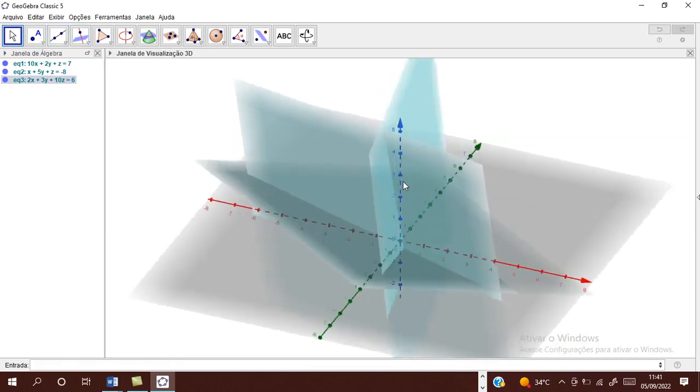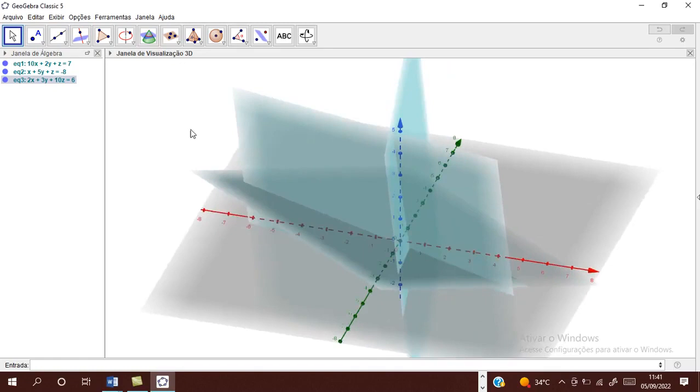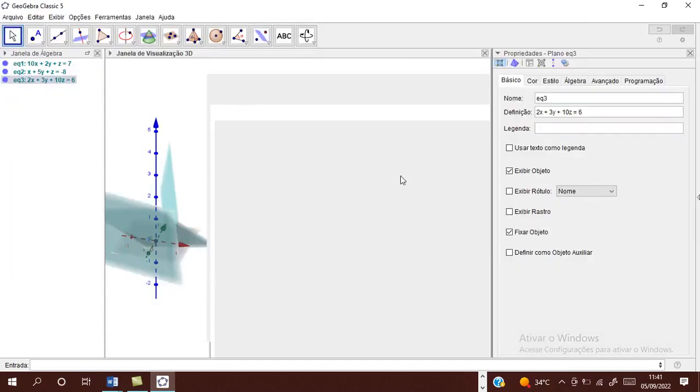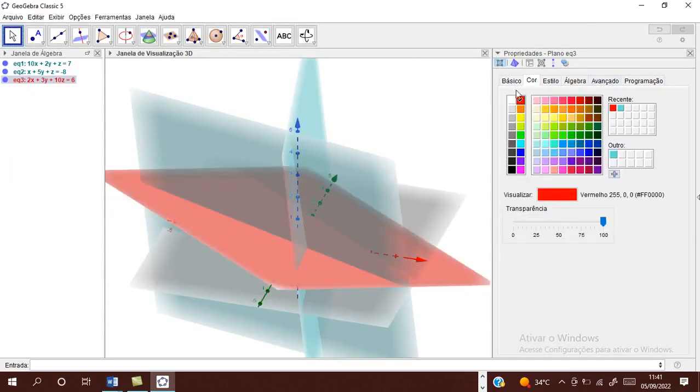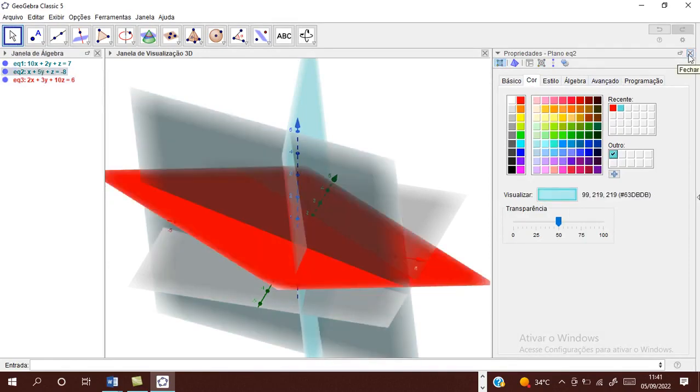So we can see that in this system we have a 3x3 system and the equations are represented as planes. To improve the view, here in properties, I right click on the equation. I'm going to change its color to get a better view. Here in color, I'll put red. Opacity here, I'm going to put 100% too.